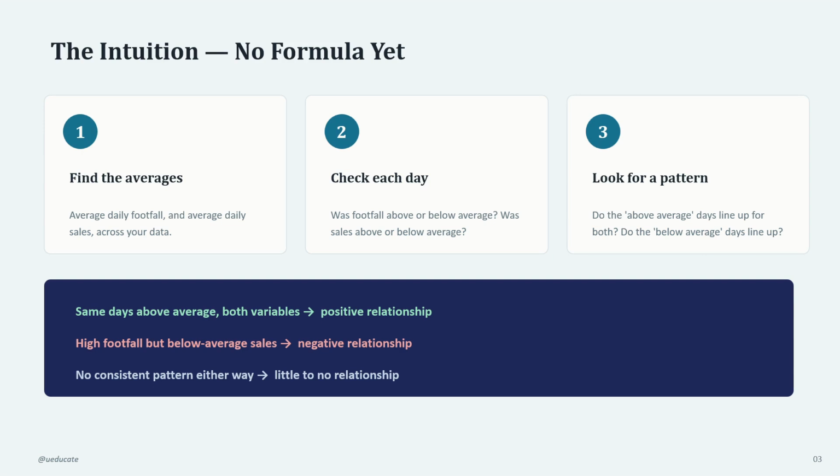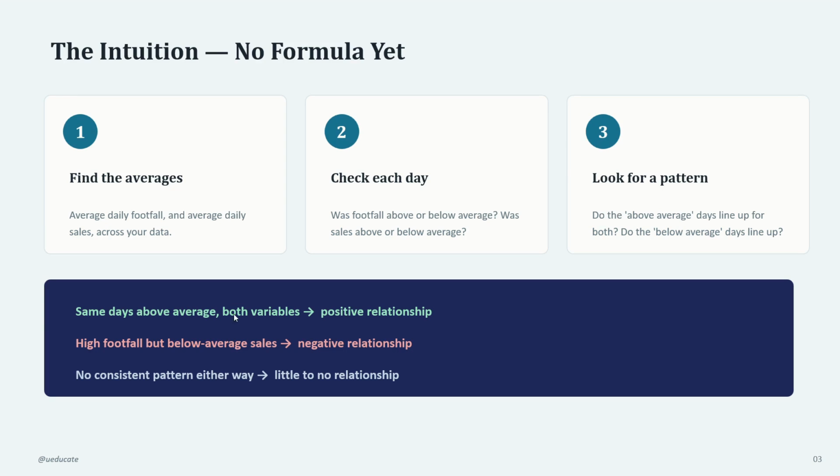So there's no intuition, no formula yet. What we are going to do is find the averages. Average daily footfall, how many customers are coming in, and average daily sales across the data. Check each day if it is above or below the average. If the sales are above or below average, we will look for the pattern. Do the above average days line up for both? If the customers are coming more, does the sales also grow?